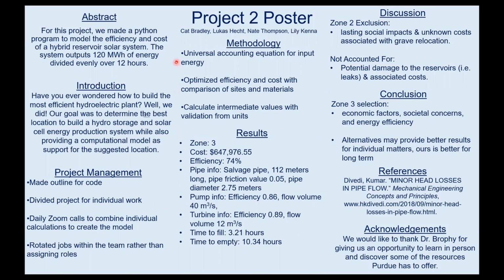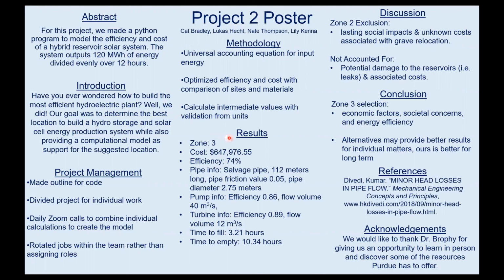To solve the problem, we used various calculation methods. We began with the universal accounting equation for finding the input energy we would need to create the desired output energy. We also used various calculations to optimize the efficiency and cost by comparing different sites and materials. Additionally, we calculated the intermediate values we needed, like velocity, by validating each unit with other units in the problem.